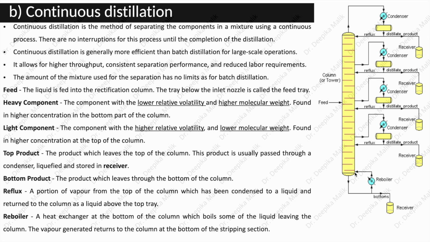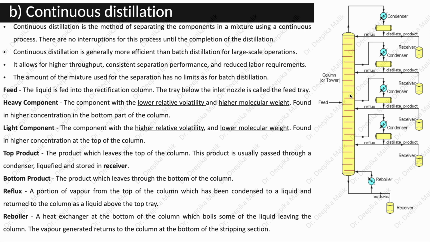So to summarize the working of continuous distillation, the feed, which is in liquid form, enters the distillation column, where the components get separated based on their relative volatility. Heavy components will be found at the bottom part of the column, whereas light components will be found in the upper half of the column.